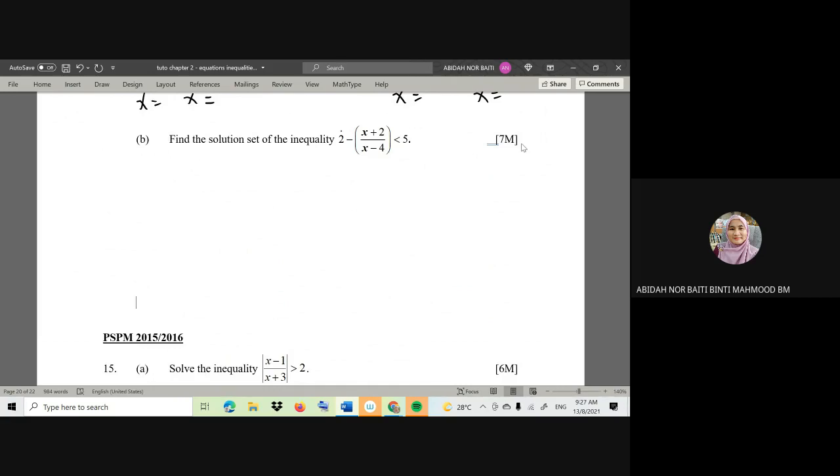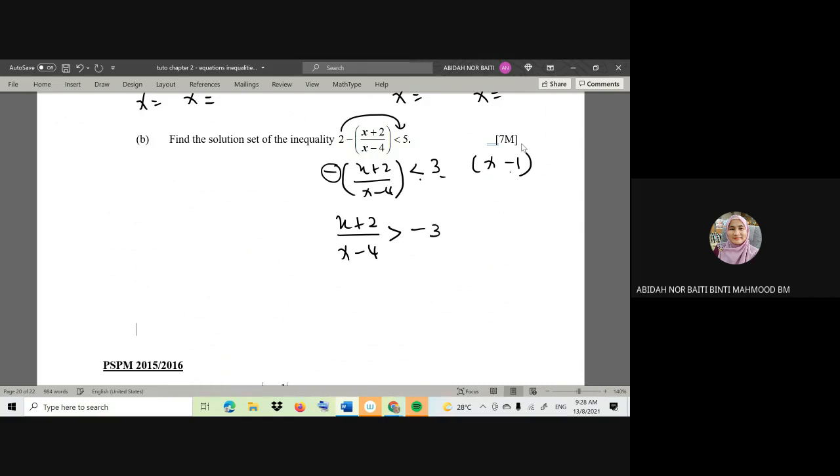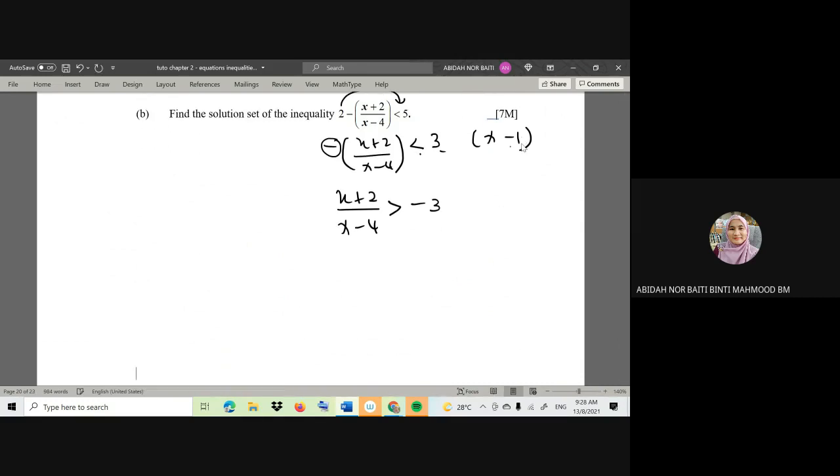Okay, question B, sini question B tu. Question B ni kita simplify dulu ya. Ni pindah sini dulu. So we get negative x plus 2 over x minus 4, 5 minus 2 is 3 lah. Okay, so untuk mudahkan kerja kita tak nak negatif ni ya. Jadikan dia positif, so we times with negative 1. So when we times with negative 1, you have to change your sign of inequality. Less become greater. So 3 times negative 1 is negative 3.